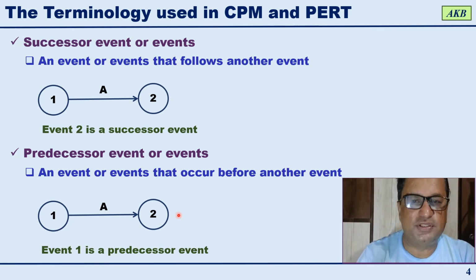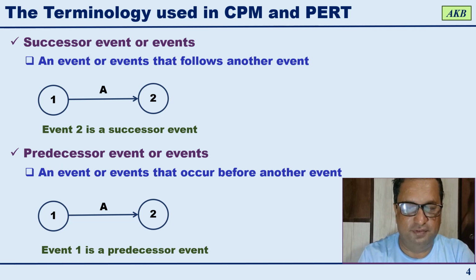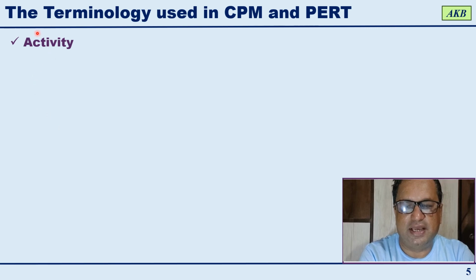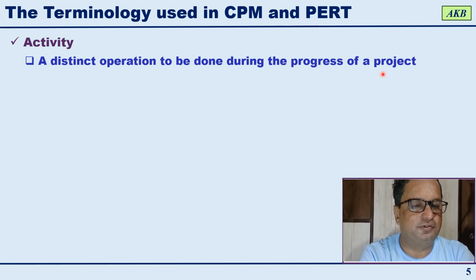Okay. So on this particular slide, you have understood the concept of successor event, and you also have understood the concept of predecessor event. Now let us move ahead. The next thing that you have to know is what is an activity. How is an activity defined on the network diagram? An activity is nothing but a distinct operation that is to be done during the progress of a project.